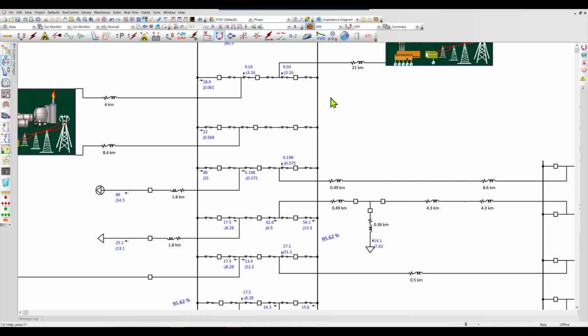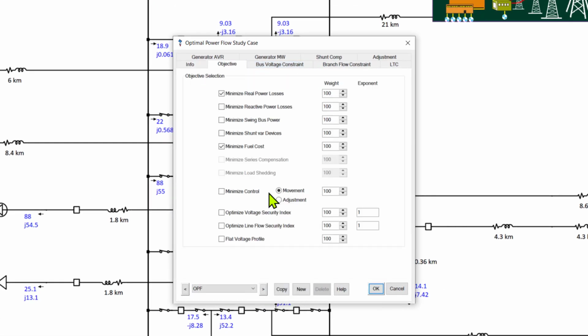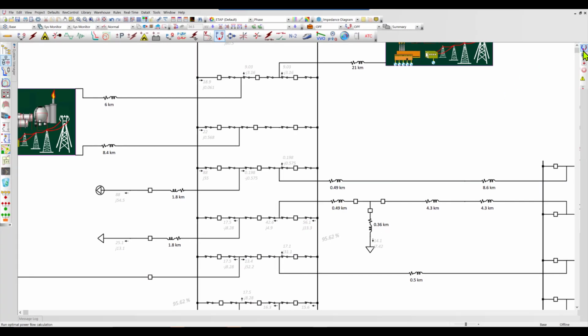So what we would like to do is come back into our objective and flatten the voltage profile, which means through all the controls that are available in the system, we would like OPF to essentially bring the voltages closer to the nominal values on every single bus in the system.